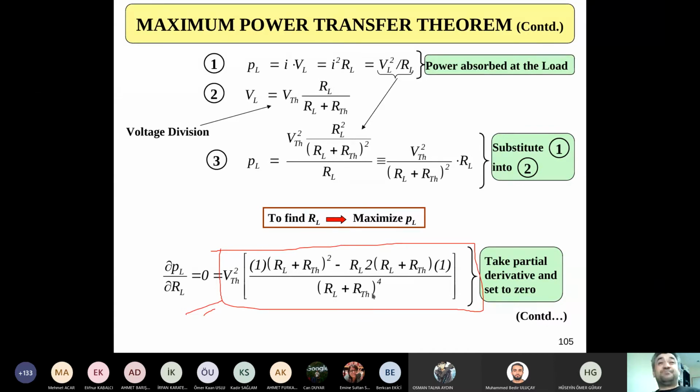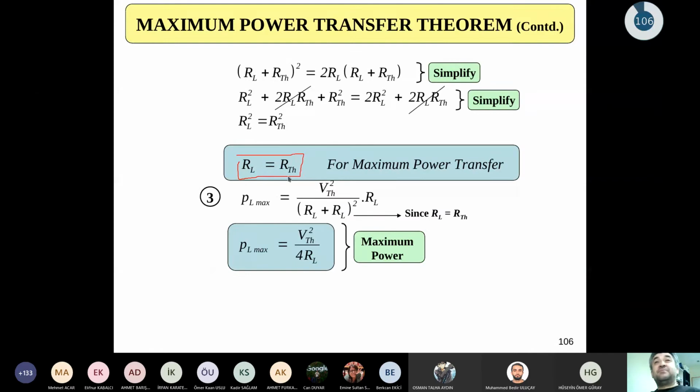Okay, so for the maximum power transfer to happen, the load resistance must be equal to the Thevenin equivalent resistance of that circuitry. And the corresponding maximum power transfer, when the resistances are equal to each other, is V TH squared divided by 4 R L. This is the maximum power that can be transferred to that load circuitry, load resistance really.